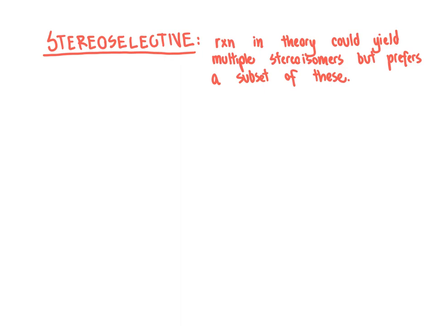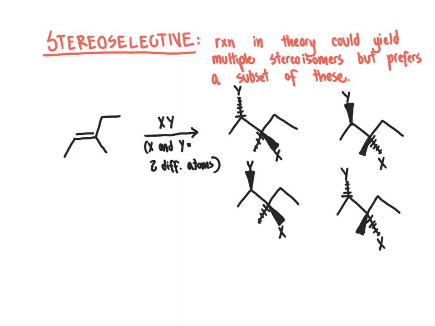So much like regioselective refers to reactions that are selecting certain constitutional isomers, stereoselective refers to reactions that are selecting certain stereoisomers. So let's take a look at an example of that as applied toward addition reactions. Let's take a look at this example problem where you're given an alkene starting material. You're told that the alkene reacts with X and Y, where X and Y represent two different atoms, and then here's the product set that we get.